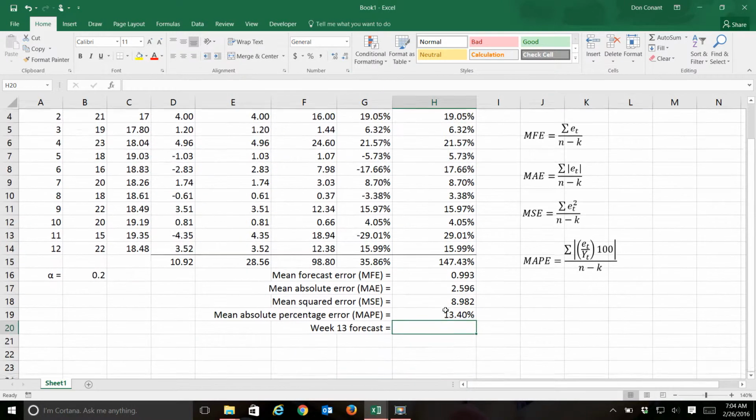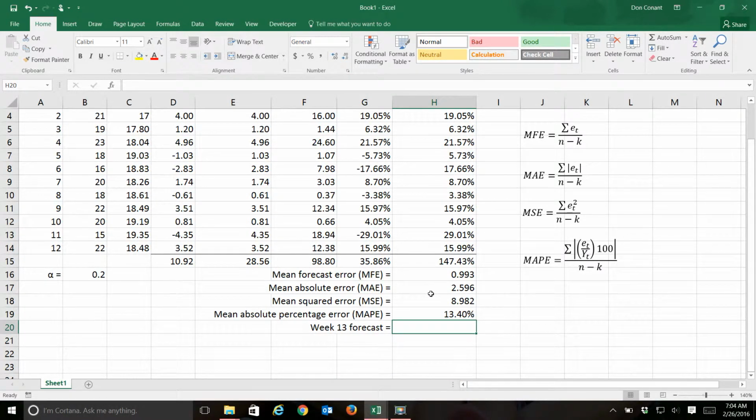And our week 13 forecast, we will take our week 12 value times our alpha plus 1 minus our alpha times the week 12 forecast, and that will give us our week 13 forecast of 19.18.